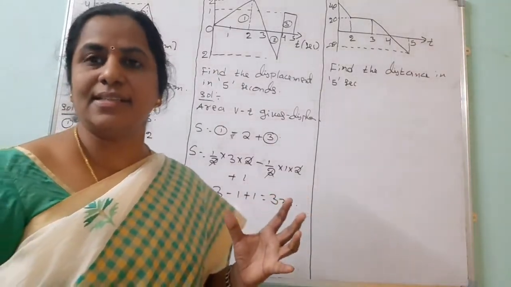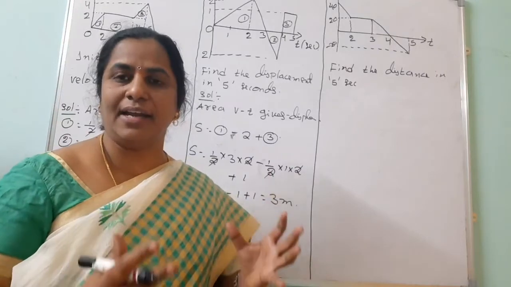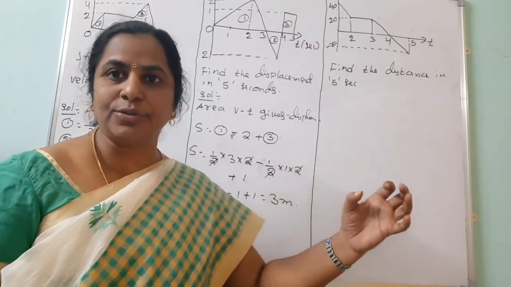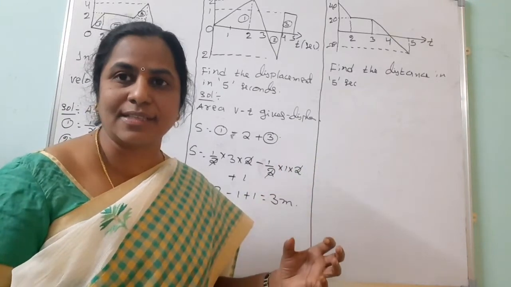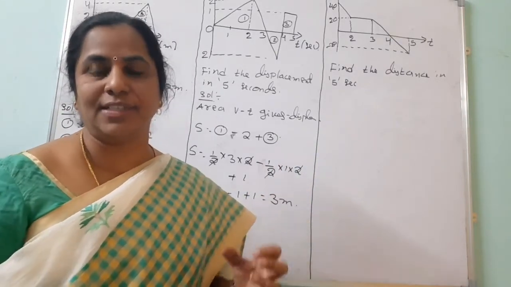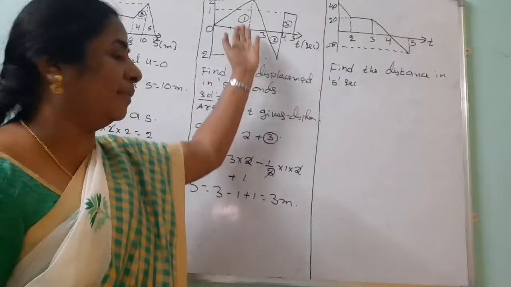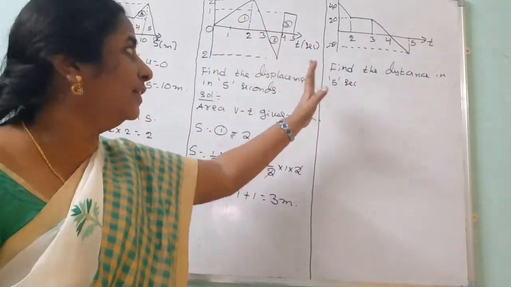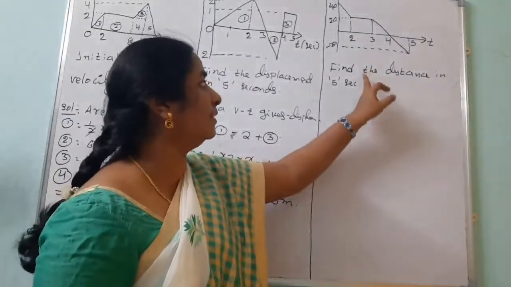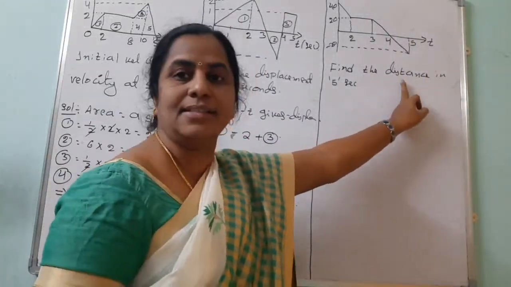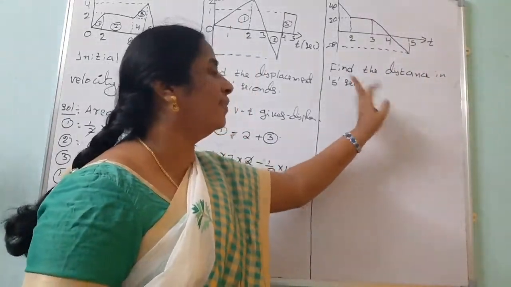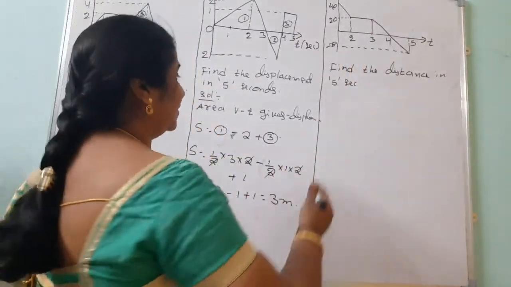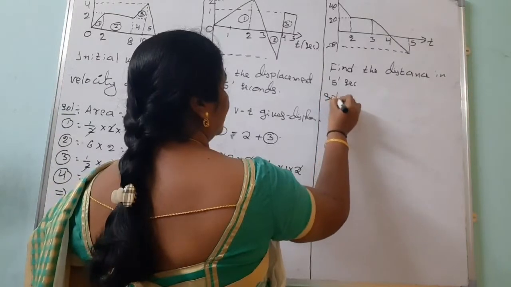Distance is the total path length. We should add all the geometrical shapes and areas. When we go through displacement, we should focus on which is positive and which is negative. Above the time axis, this is positive. Below the time axis, we should take as negative. Then come to this one. Here, find the distance. This is the total distance in 5 seconds. Anyway, the total time is 5 seconds. Here also we should add all the areas.